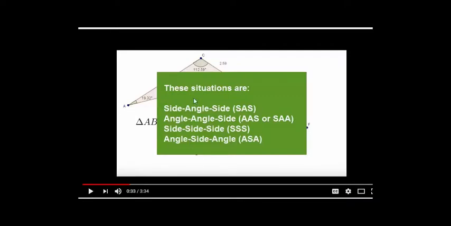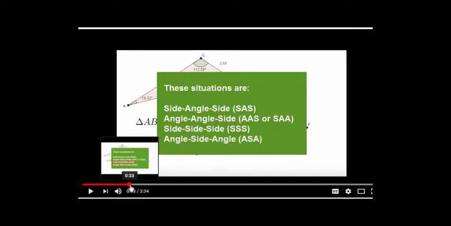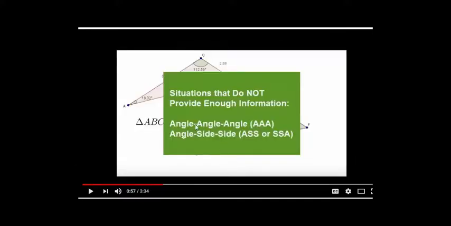So these are the situations where we can prove that 2 triangles are congruent. Again, a side, an included angle, and a side corresponding in both triangles. We can prove that we have congruent triangles. Angle-angle-side, side-side-side, and angle-side-angle. Okay, but we could not do it when we had just 3 angles. That was enough to prove that 2 triangles were similar, but not necessarily congruent. And definitely when we had ASS, or ass backwards, angle-side-side, we could not prove that 2 triangles are congruent.